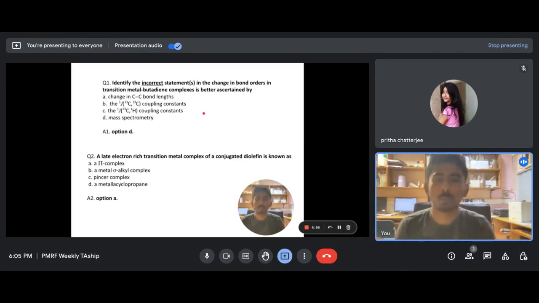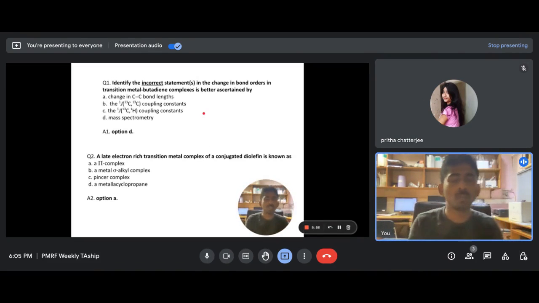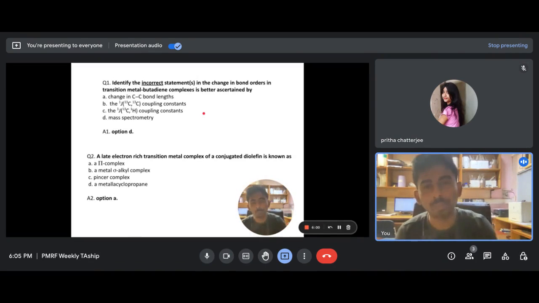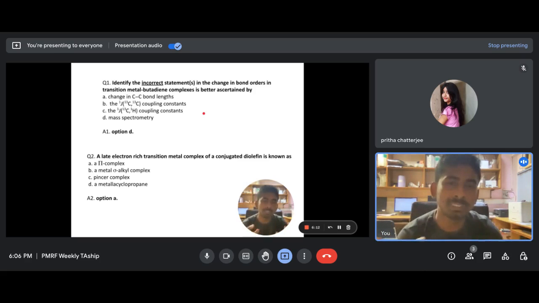In the case of mass spectrometry, there will not be any change, because mass spectrometry will not be able to tell us whether this complexation has occurred or not. If we have the butadiene and the transition metal as separate entities, their mass will be x plus y, and this value can be denoted as A.